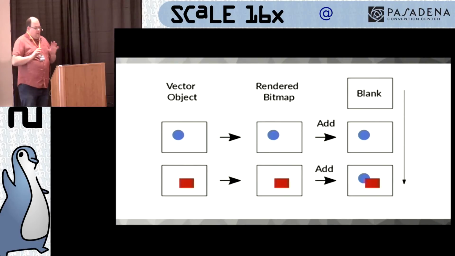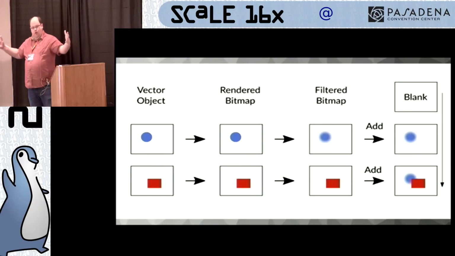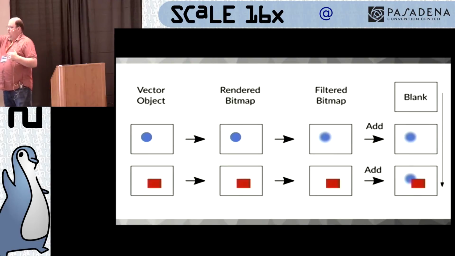And so what SVG filters do is they add another part of this overall rendering pipeline where we get to modify that bitmap before it gets overlaid. So we start again with our blank image. We've got our blue circle.